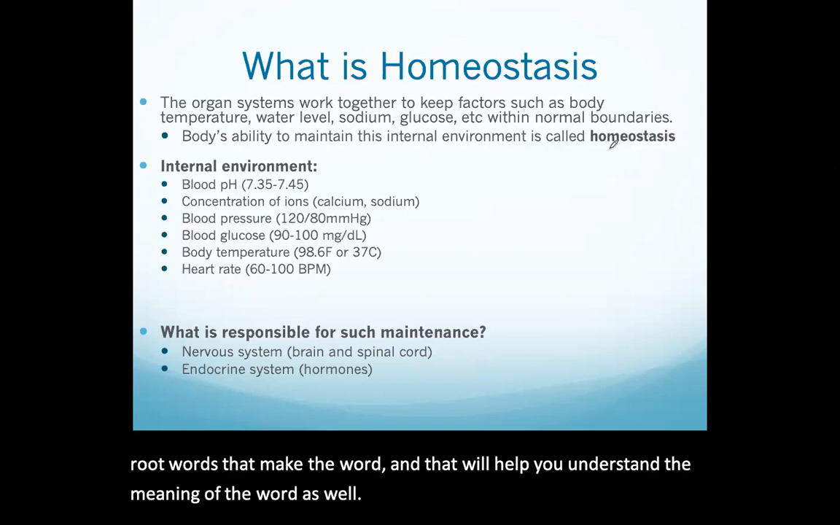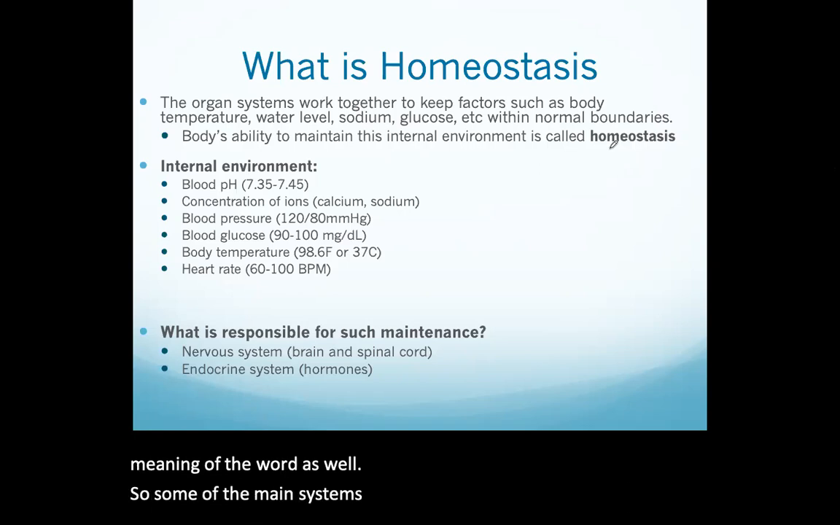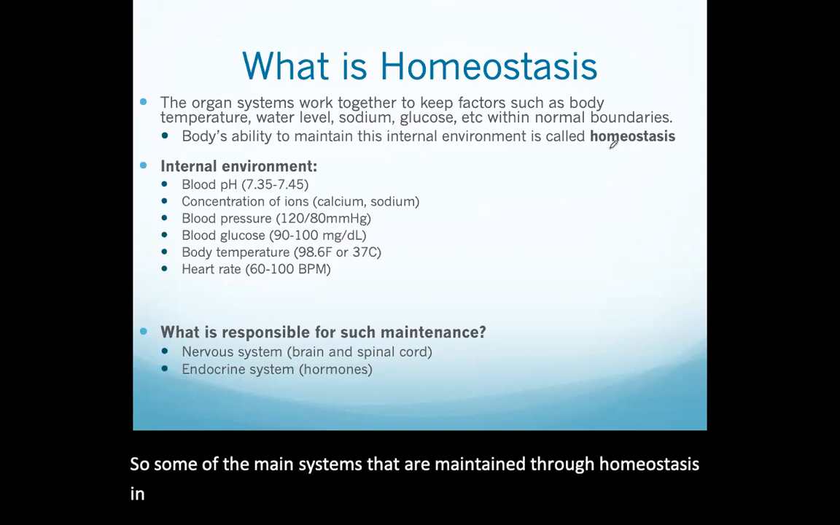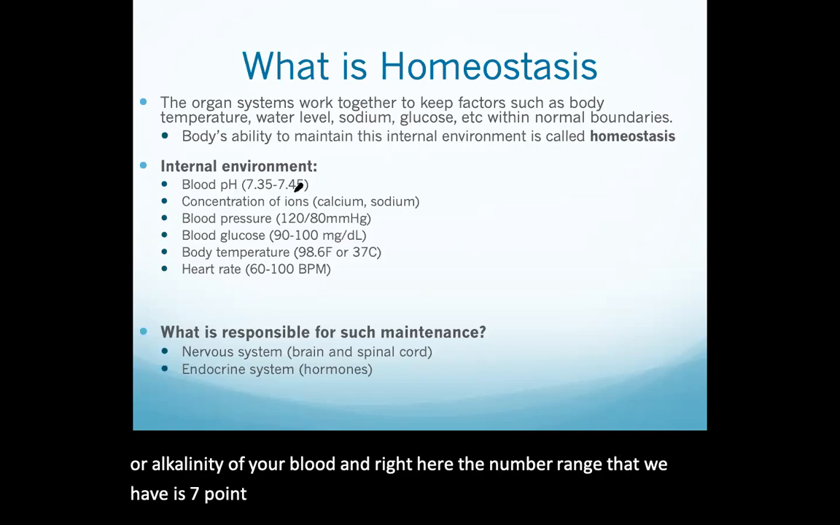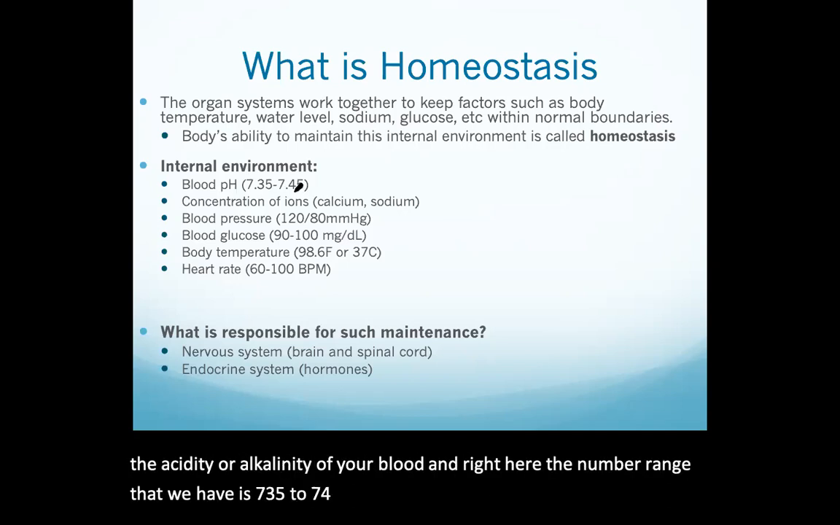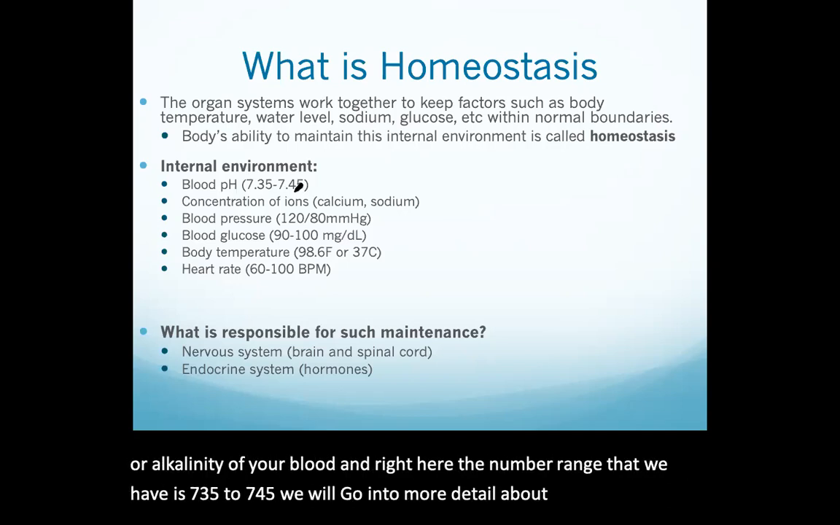Some of the main systems that are maintained through homeostasis in our body include our blood pH. Blood pH implies basically the acidity or alkalinity of your blood. And right here, the number range that we have is 7.35 to 7.45. We will go into more detail about this in our next lecture.